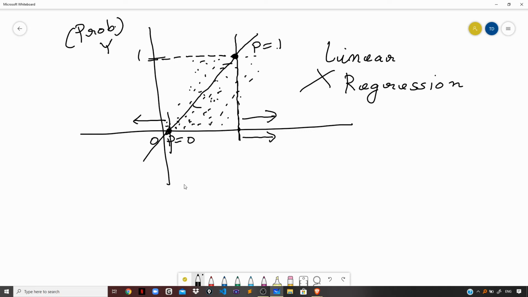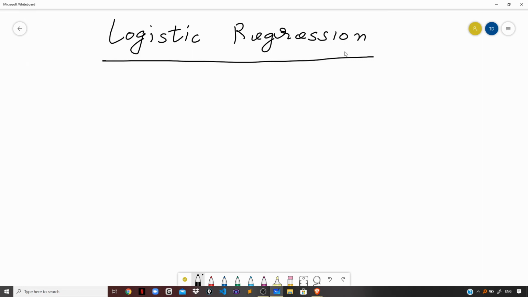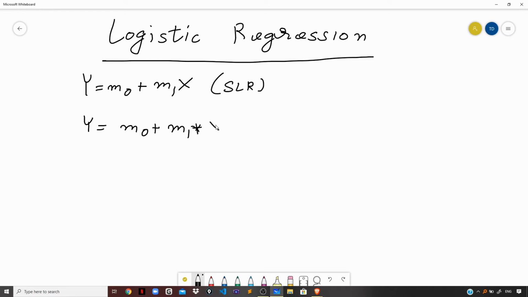So let us discuss in detail about logistic regression. So far, for simple linear regression, we had the equation y is equal to m0 plus m1x. So this was the equation for simple linear regression. For the case of multiple linear regression that we had discussed in the previous video, the equation was something like this. So y is equal to m0 plus m1 into x1 plus m2 into x2, so here also multiplication, plus m3 into x3 and so on.